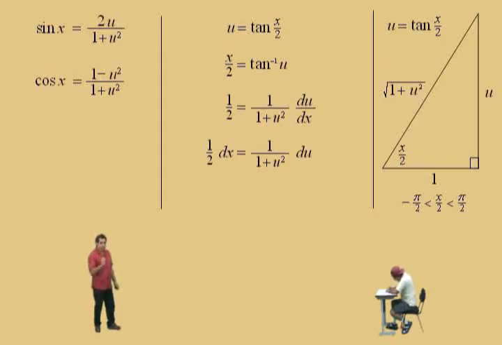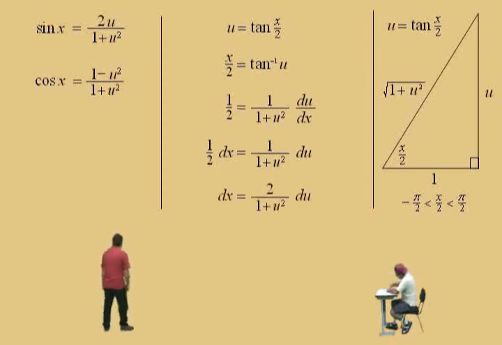We've got to solve for dx. Don't forget. So we're going to multiply both sides by 2. And what do we get for dx, Charlie? 2 over 1 plus u squared du. Very nice. Okay, now we know how to replace sine of x, cosine of x, and dx.